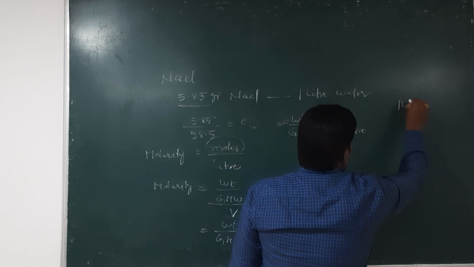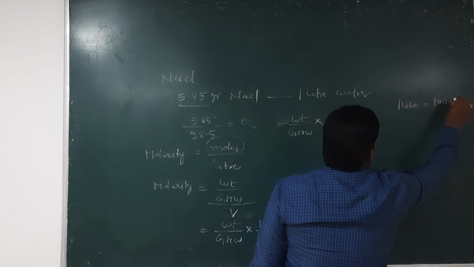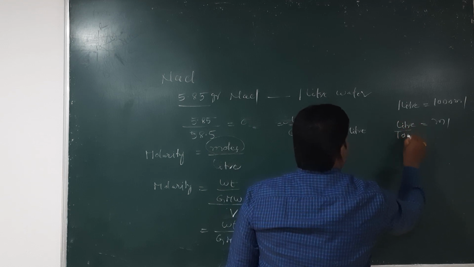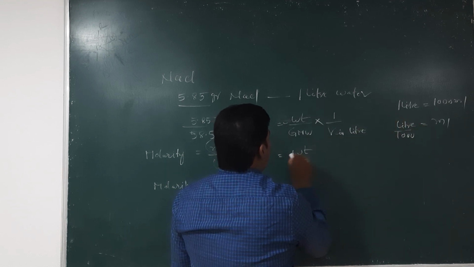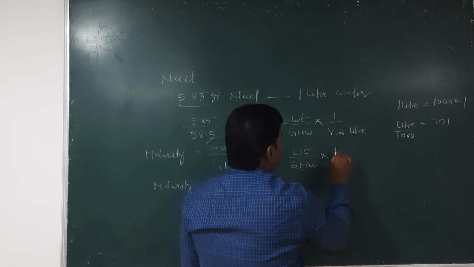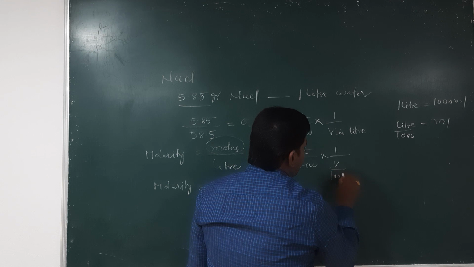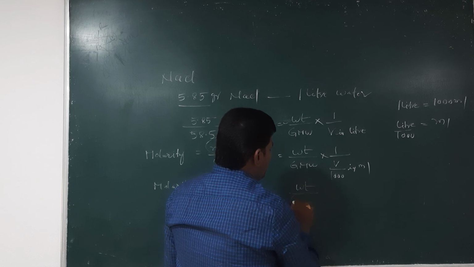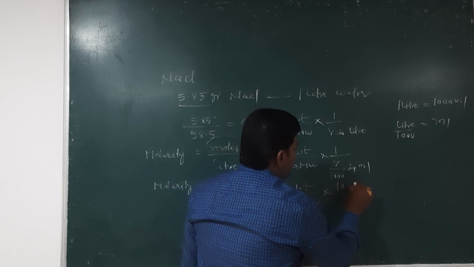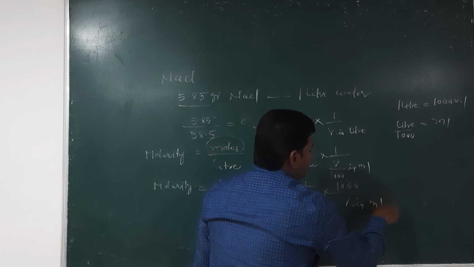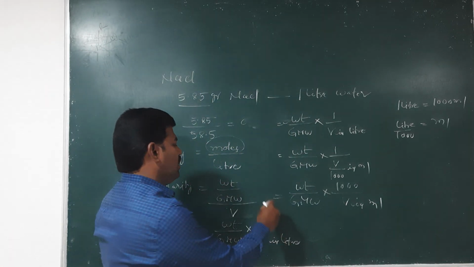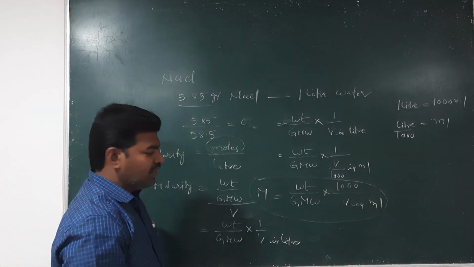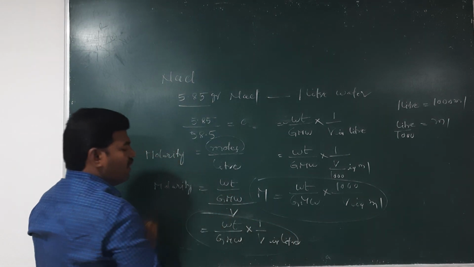1 liter is equal to 1000 ml. So ml is equal to liter by 1000. So weight by gram molecular weight into 1 by V by 1000 in ml. Then this equation becomes weight by gram molecular weight into 1000 by V in ml. This is the equation for molarity in ml, and this is the equation for molarity in liters.